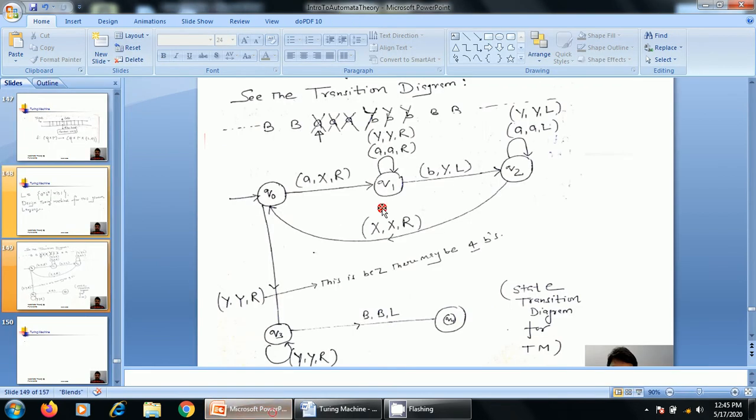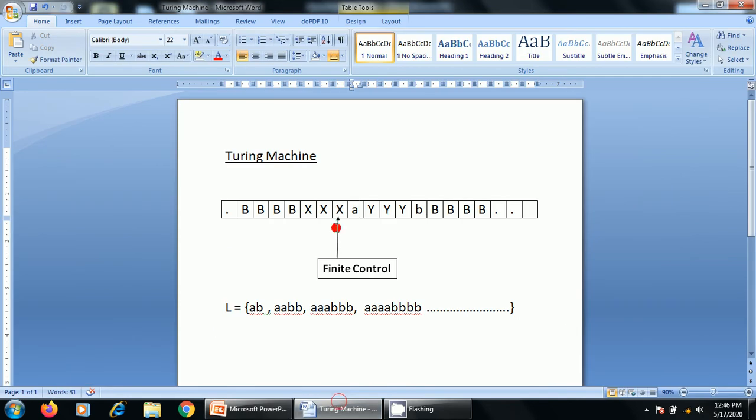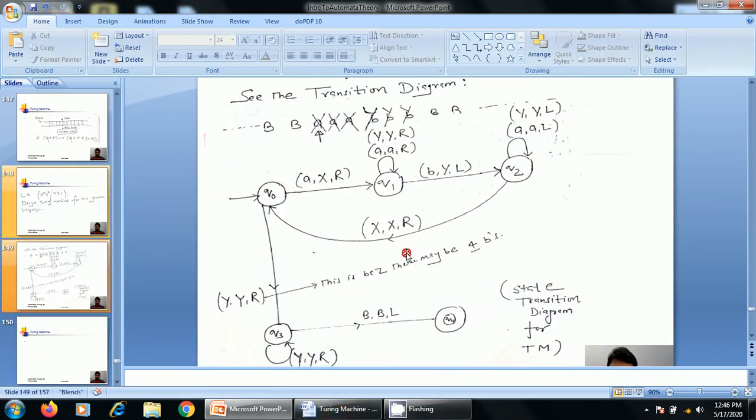Now if X, keep it X and move right. Now the machine has understood that this is the fourth A it has received. Now we are at this position. If X, keep it X and move right. Now we are at this position, Q0. Now this procedure will repeat again.